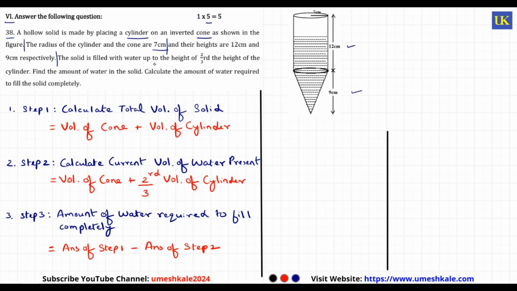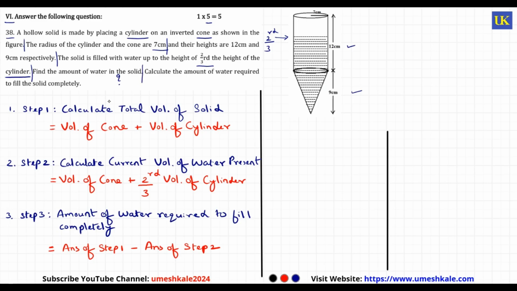The solid is filled with water to the height of two-thirds of the height of the cylinder. So currently in this object, the water is present in the solid until here, the two-third level of the cylinder. Find the amount of water in the solid. So how much water is there at present in the solid is what we have to find out.